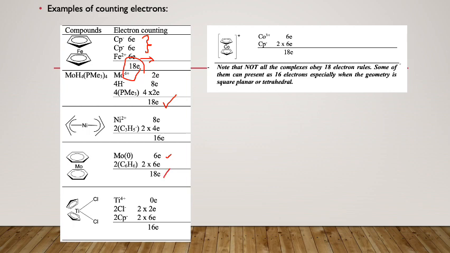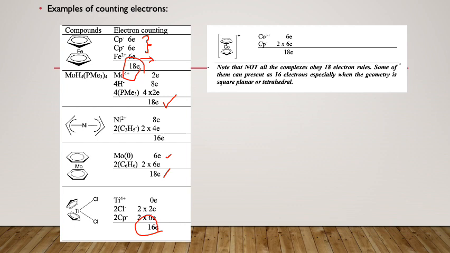And next is titanium 4+, attached with 2 molecules of chloro and 2 molecules of cyclopentadiene. So Ti4+, the neutral configuration of Ti is actually 3d2 4s2, and if it removes 4 electrons, the total electron is 0. The Cl minus, 2 of 2 Cl, so 2 times 2 is 4, and the cyclopentadiene is 6 times 2 is 12. 12 plus 4 is 16. So this also does not obey the 18 electron rule.